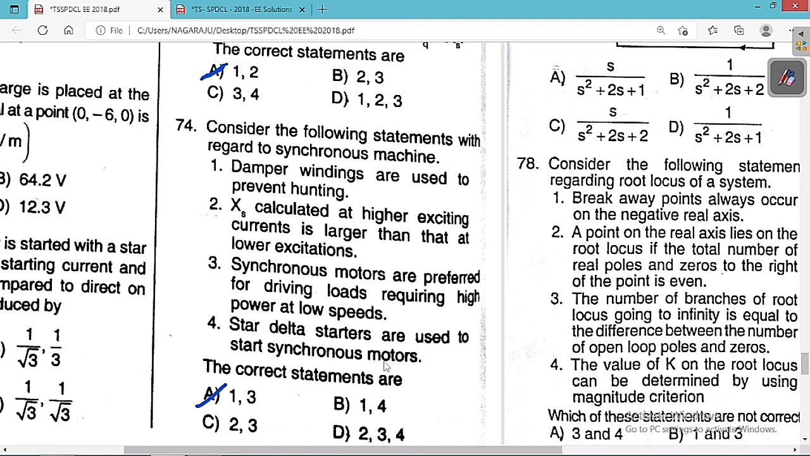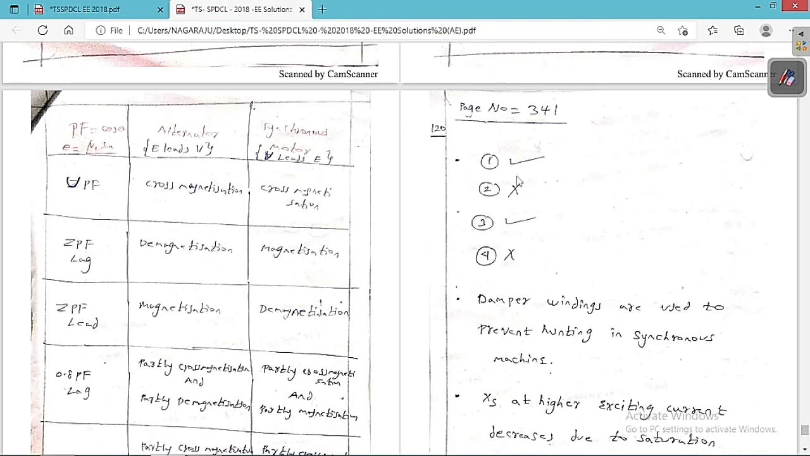By this we can start the synchronous motors, but the star delta starters are basically used for the induction motors, but not for synchronous motors. So we can say 2 and 4 are wrong, so 1 and 3 are correct. So now discuss something more about this one. I already told you statement 1 is correct, statement 2 is wrong, statement 3 is correct, and statement 4 is wrong.